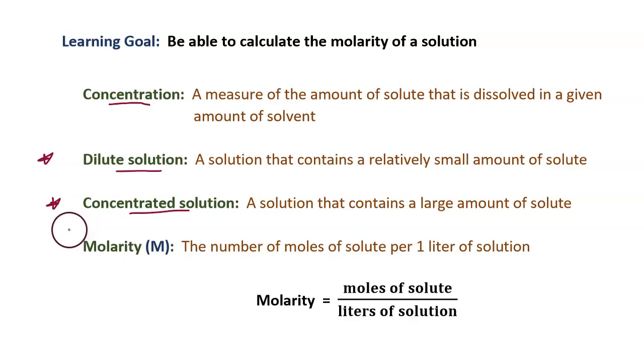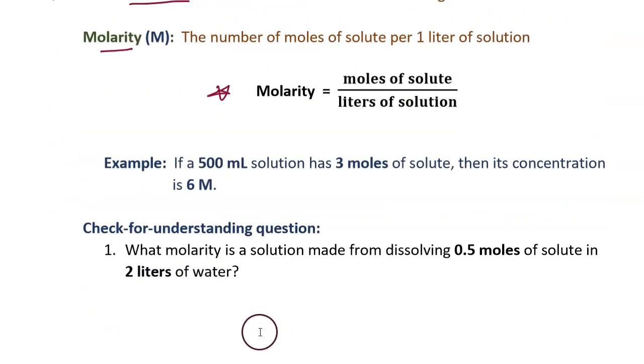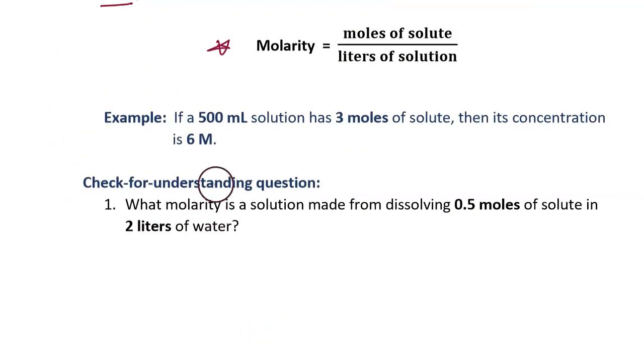There are different ways to measure concentration of a solution. One method is molarity. The symbol used for molarity is a capital M. Molarity is the number of moles of solute per 1 liter of solution. Here's the math formula for molarity. Let's try an example problem using that math formula.